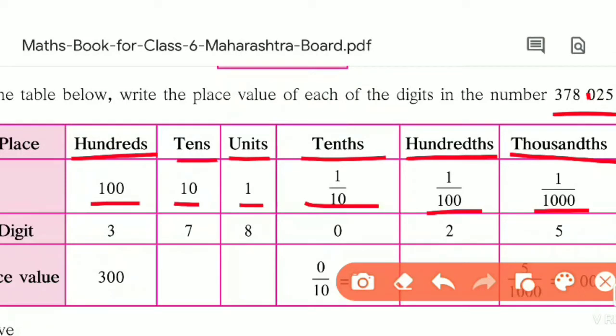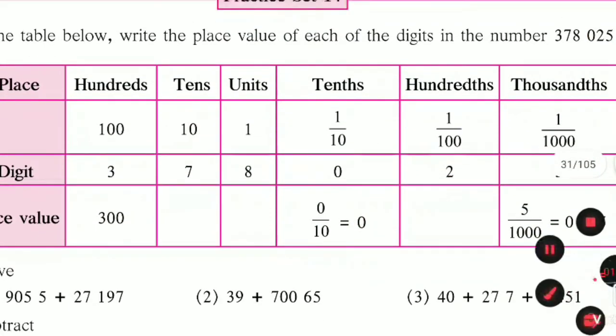Now we will write the given number in its particular places. 378.025 is written here. 3 in the hundreds place, 7 will come in the tens place, 8 will come in the unit place, then 0 is present at the tenths place, so here we wrote 0. After the point, the first digit is at the tenths place. The second digit after the point is at the hundredths place, so here it is 2. And 5 is present at the third place, and that is why it is at the thousandths place.